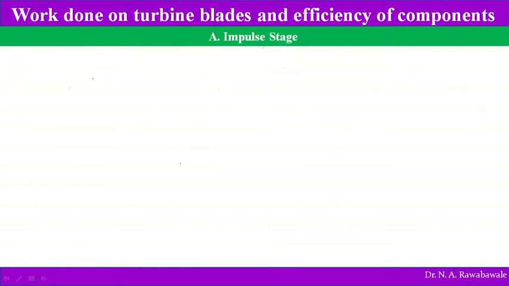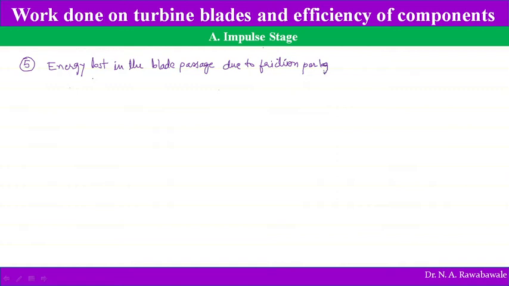Then the fifth one is energy lost in blade passage due to friction per kg of steam. This is given by (VR1 square minus VR2 square) divided by 2.